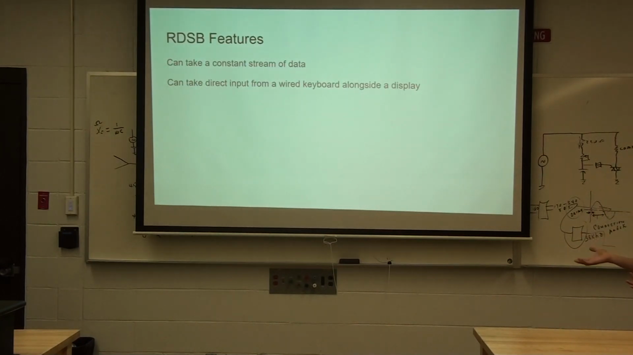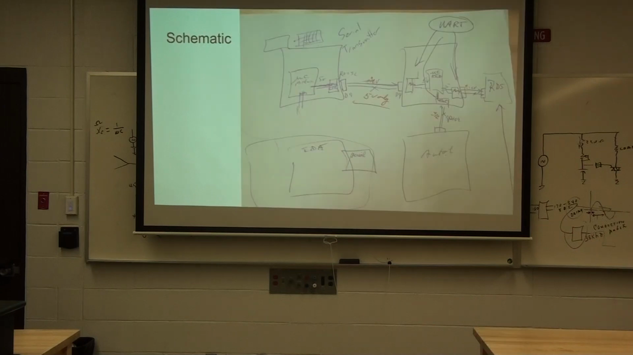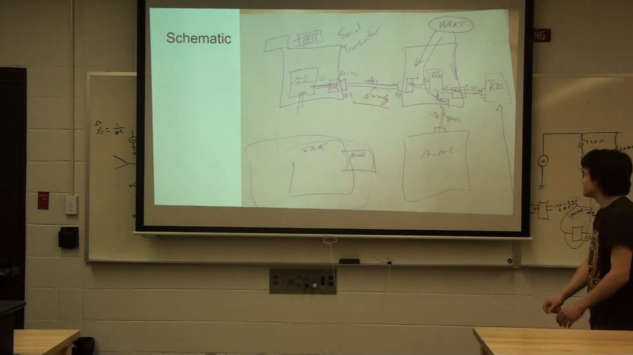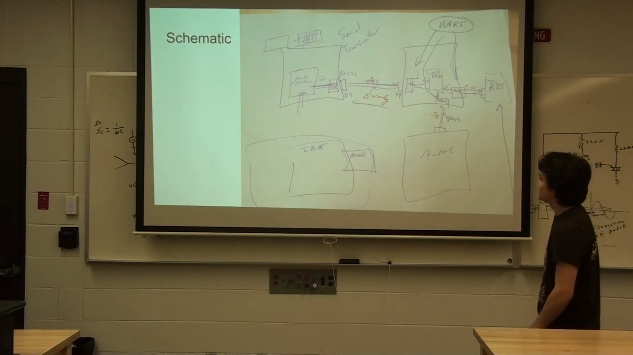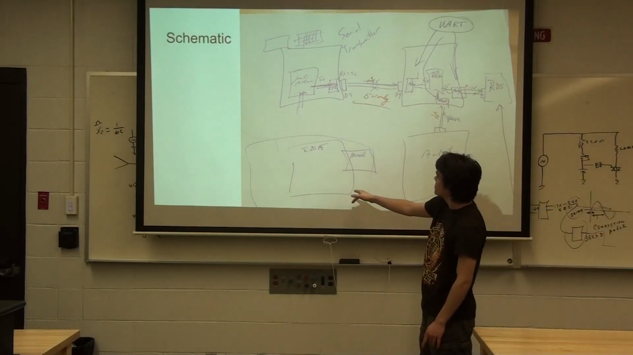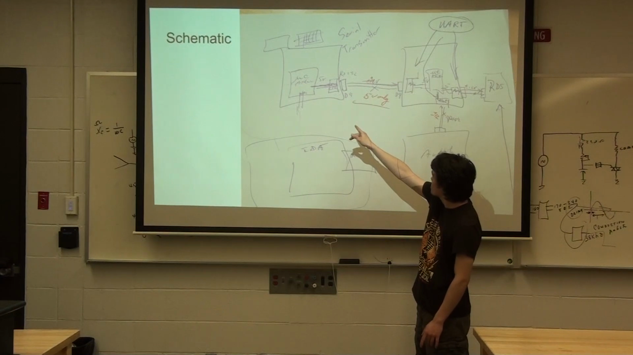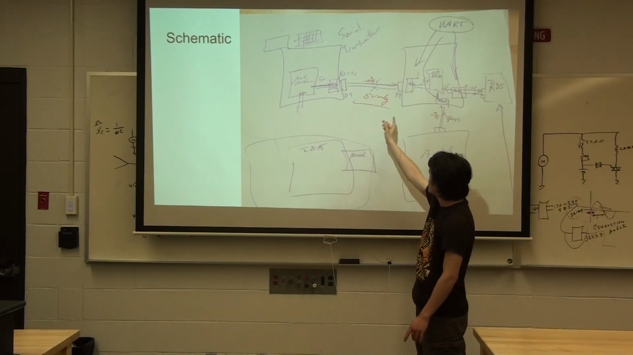So I wanted to be able to take a constant stream of data, and then be able to take a constant stream from user input as well. So here's a little quick schematic of it. Oh, I already had a schematic, but here's a little bit more in depth. So I have my user input here, with my Arduino microcontroller. It shows the voltages on this one.